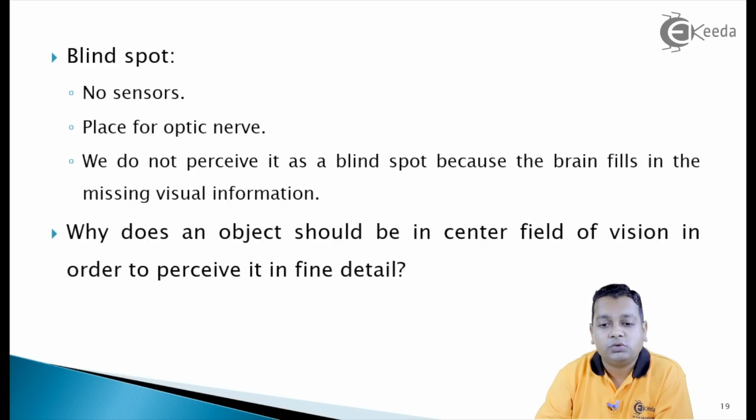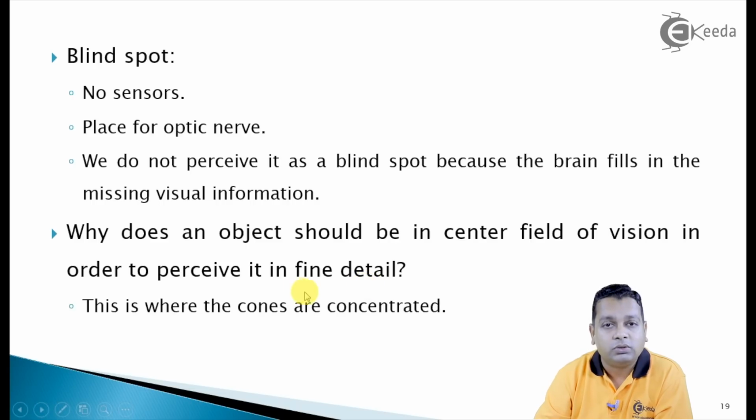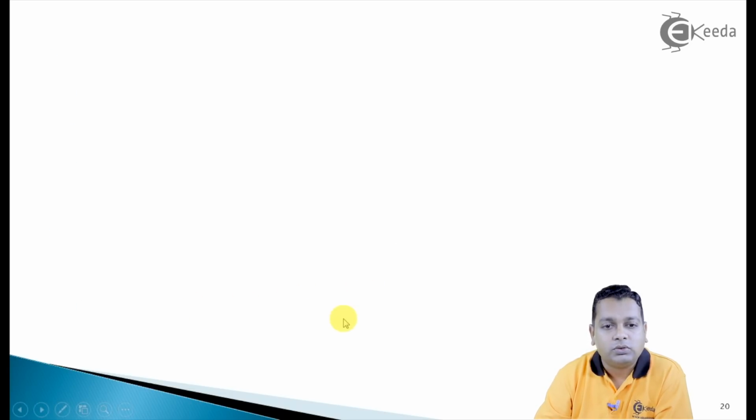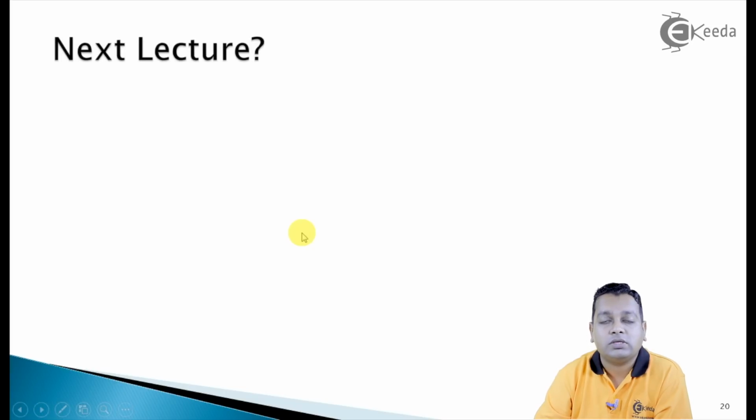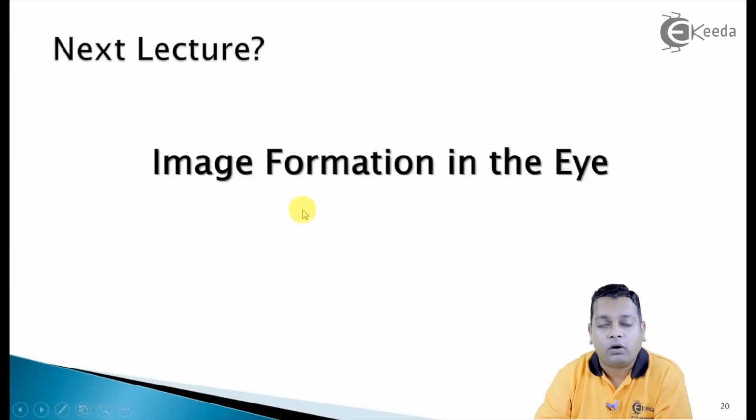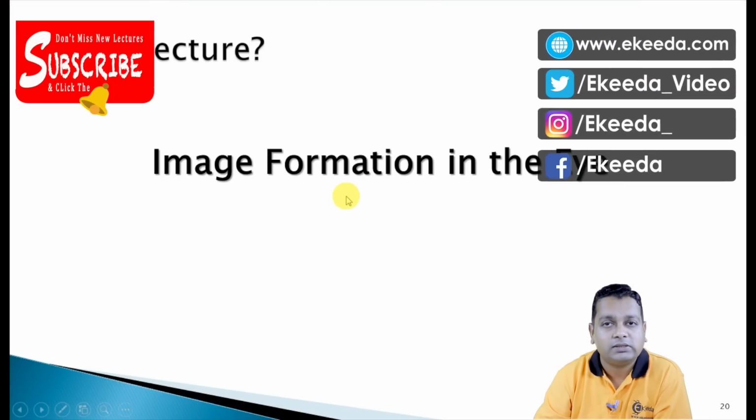Why should an object be in the center field of vision in order to perceive it in fine detail? The answer is that this is where the cones are concentrated. That is why we can make proper judgments about color discrimination with the help of the cones at the center of the fovea. So this was all about the structure of the human eye. In the next lecture we are going to see image formation in the eye, which is the second element of visual perception.